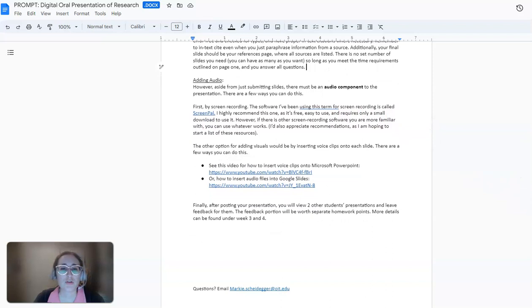And then after you have that visual component, helping us see what's going on in the background, you're adding audio to it. There are a few ways you can do this. First is by screen recording, which is what I'm doing here. You can see the little video in the bottom corner. My screen is on, and your screen is what you're viewing. The software that I use is called ScreenPal, so I highly recommend it. It's really easy to use and it's totally free. So if possible, that would be a great option if you're interested in trying that.